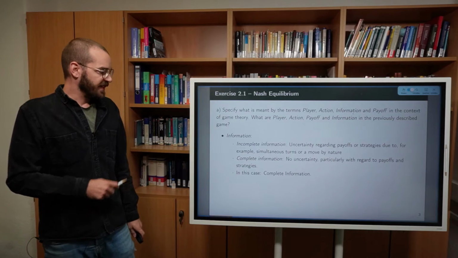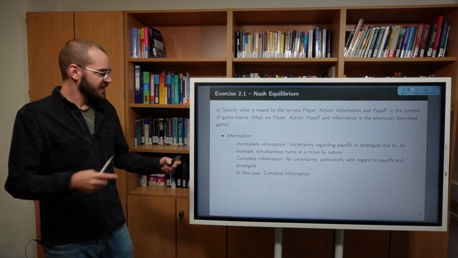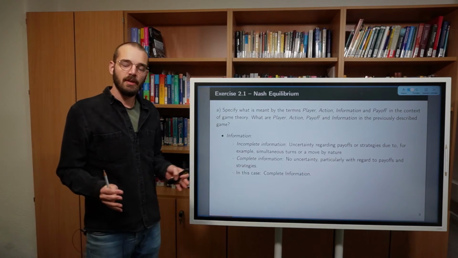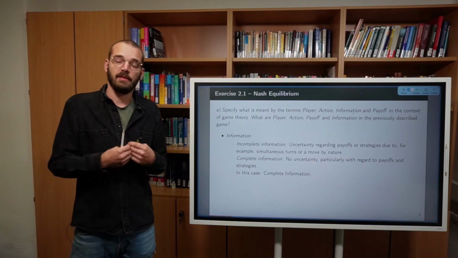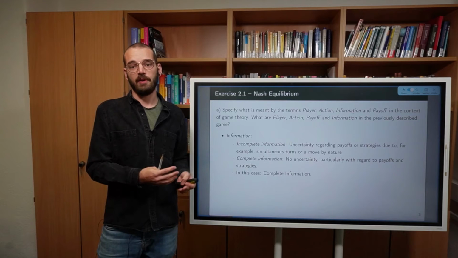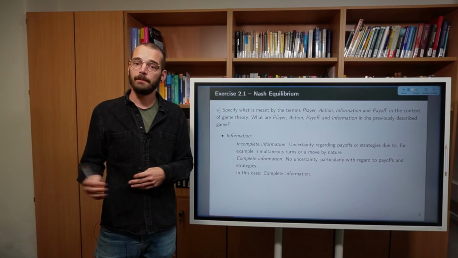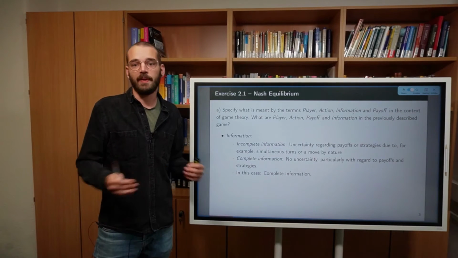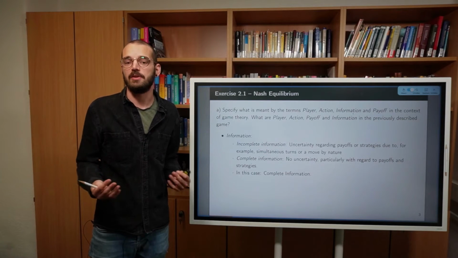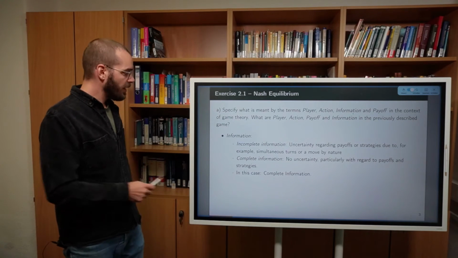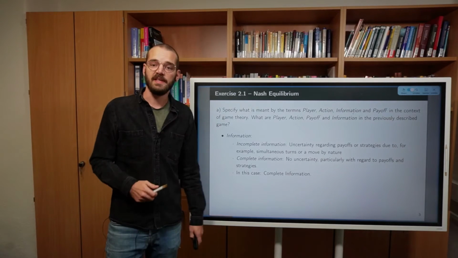In this specific case that we are talking about, let's think about the setting that we sketched earlier. All players, so both players, know that the available strategies are either flying in the morning or in the evening, and all players know by assumption the payoffs because they know the expected number of passengers, right? So in our case, we are talking about complete information.